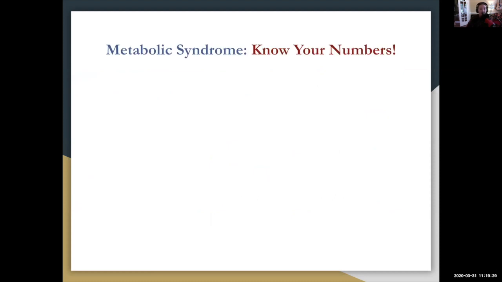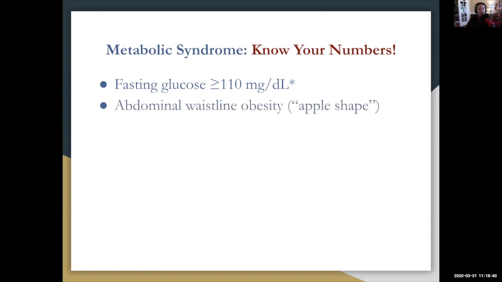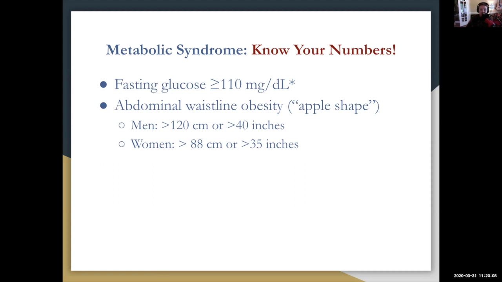Okay, we mentioned metabolic syndrome, so I want you to know specifically what that means. That means that you've got a fasting blood sugar that's at least 110. You have an abdominal waistline obesity, the presence of an apple shape. In men, that measurement is going to be 40 inches or higher. In women, that measurement would be higher than 35 inches. So think about what size are your jeans. If your jeans are sized by the measurement of the waist, we want those numbers to be less than 40 for men, less than 35 for women.